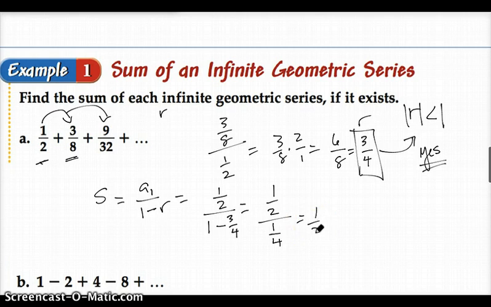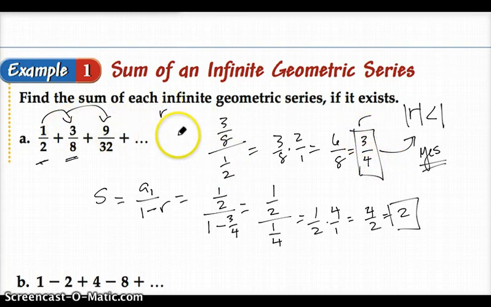I'm going to take that. You see how we're rocking this thing, and I'm going to multiply by its reciprocal, and therefore I'm going to get 4 over 2, and therefore I get 2. When I add up all of these numbers, and I keep going with this pattern, multiplying each term by 3/4 to get the next term, I'm going to end up with the number 2.